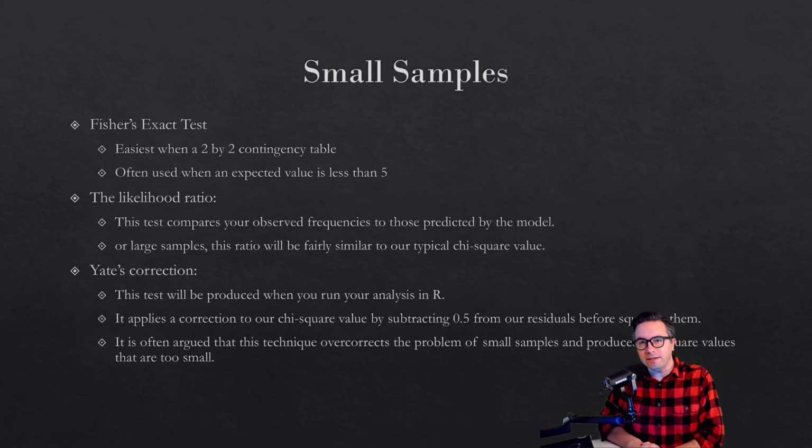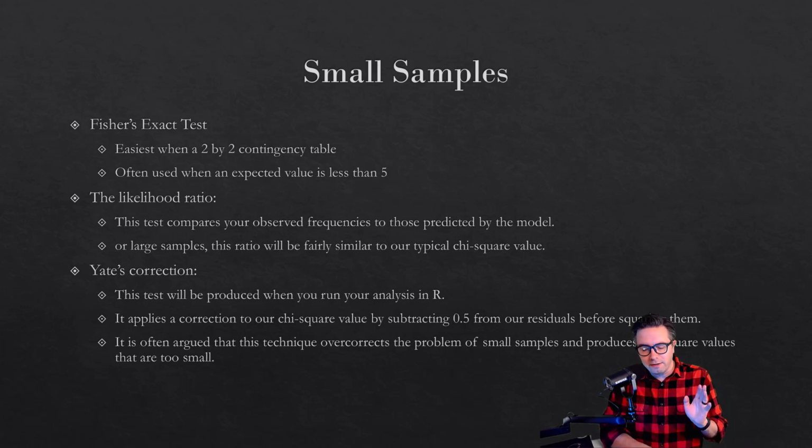Now, there are some things the text gives us to think about. There is Fisher's exact test, which is the easiest way when doing a 2x2 contingency table, often used when the expected value is less than 5. We'll get into assumptions in just a second, but expected values less than 5 are a red flag and mean something bad for chi-square. Then there's the likelihood ratio, a test that compares the observed frequencies and those predicted by the model. For large samples, this ratio will be fairly similar to our typical chi-square value.